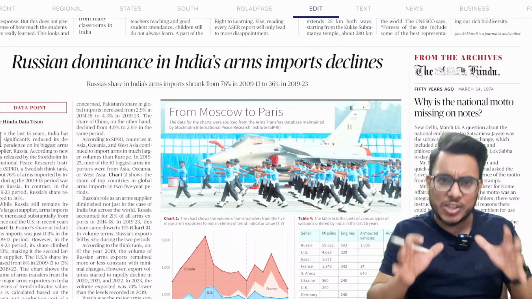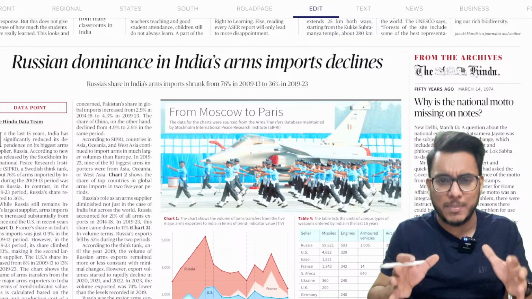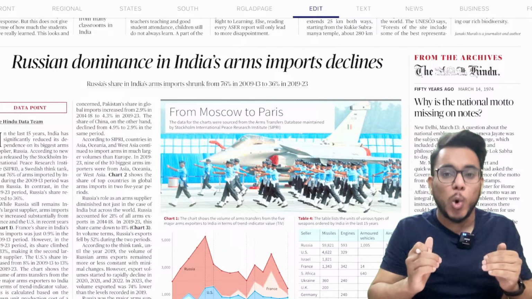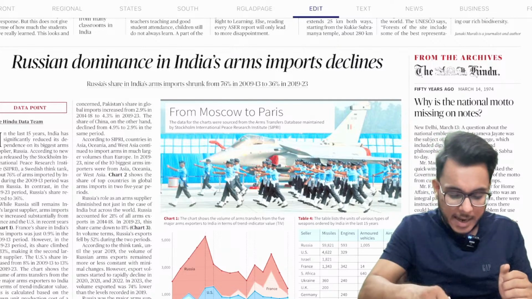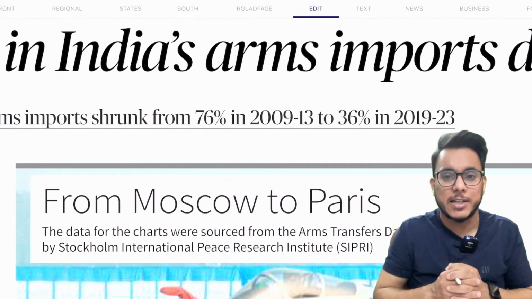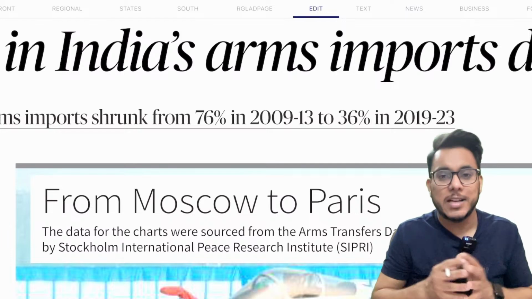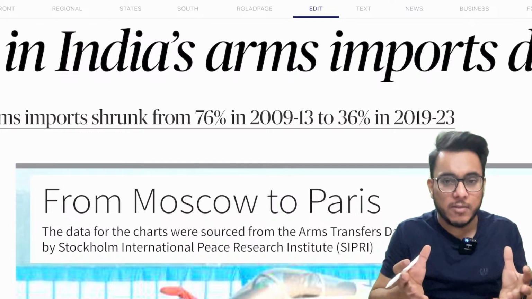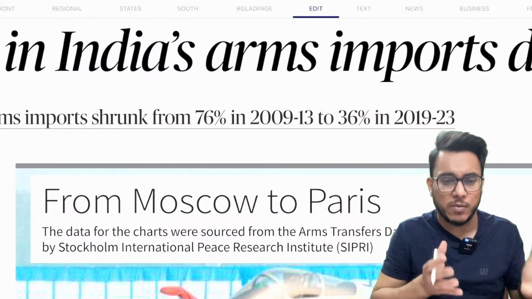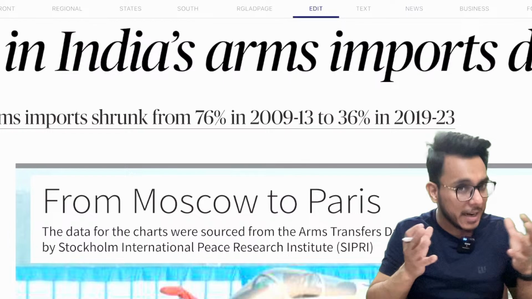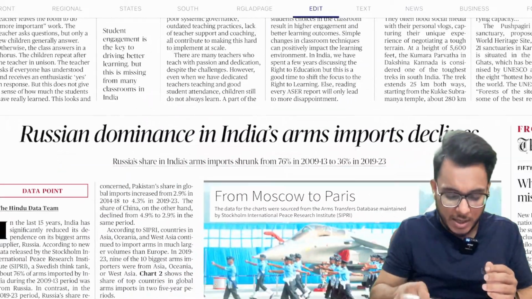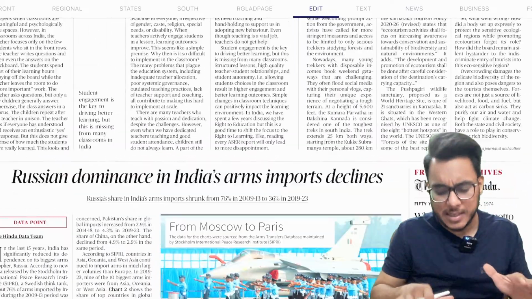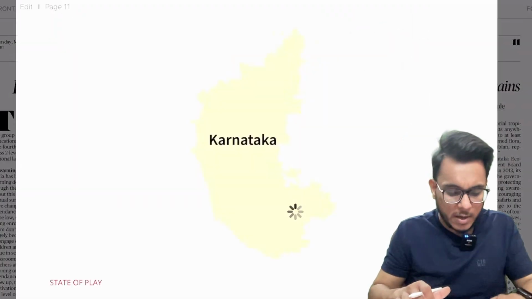However, guys, Russia is still the biggest supplier of weapons to India, but its role has come down. It was exporting around 76% in 2009-13, and now it has come down to 36%. Why? Because we are diversifying our partners in terms of defense imports. Also, a lot of sanctions have been imposed on Russia. If you remember, yesterday we already discussed this particular report.